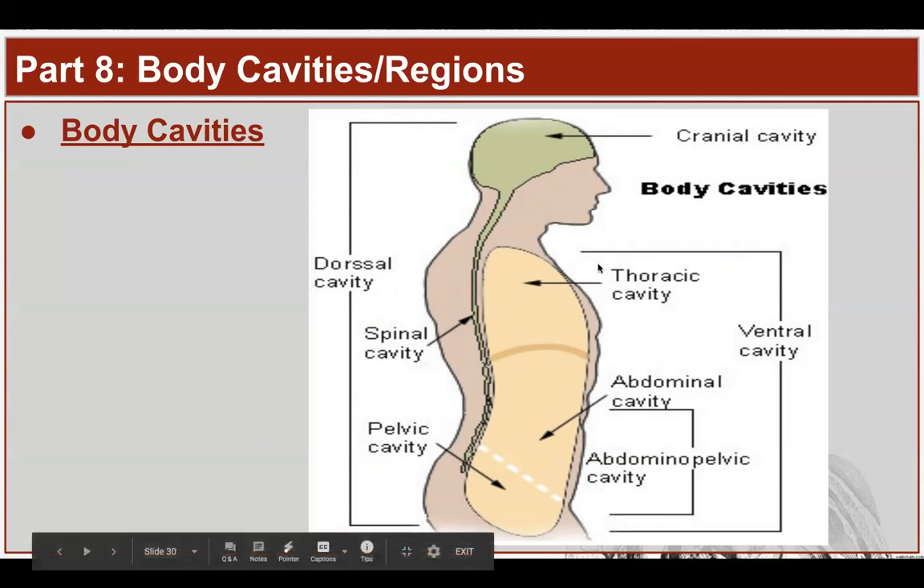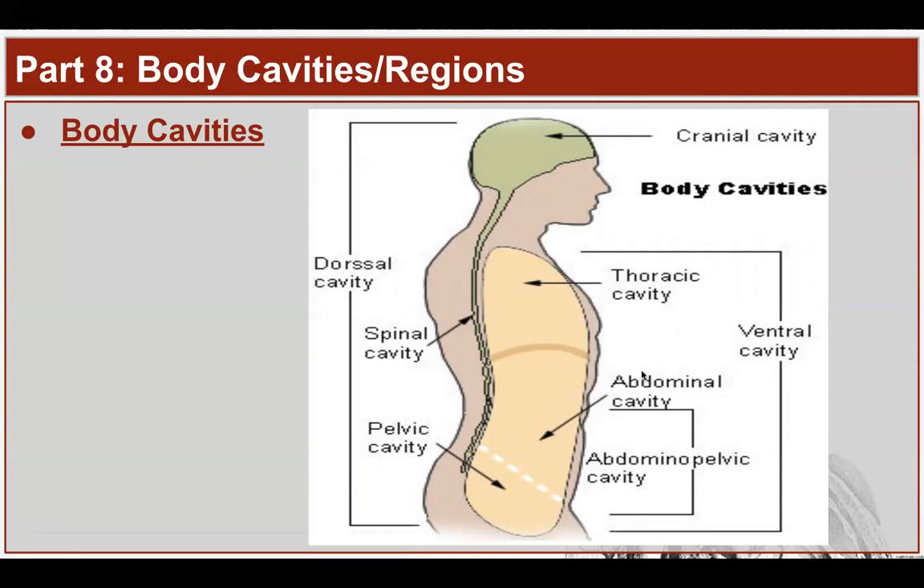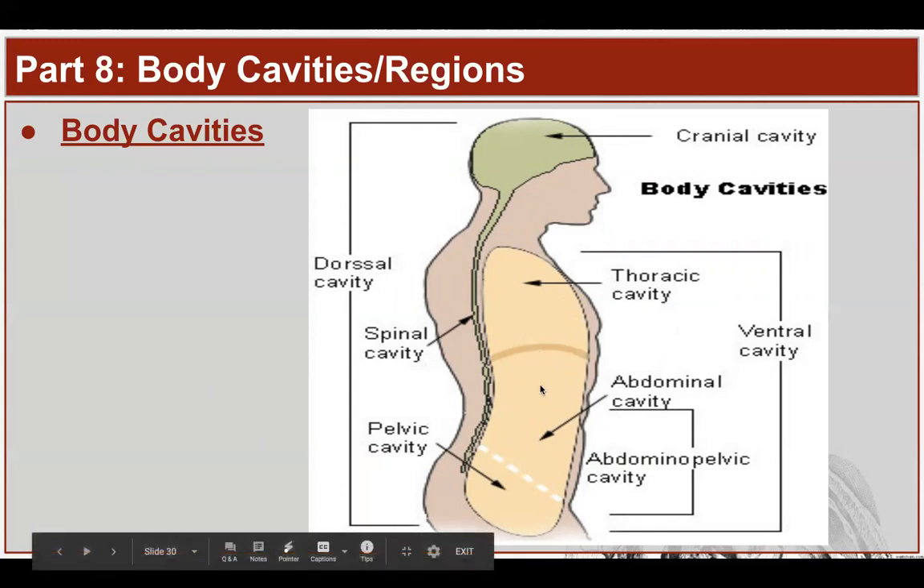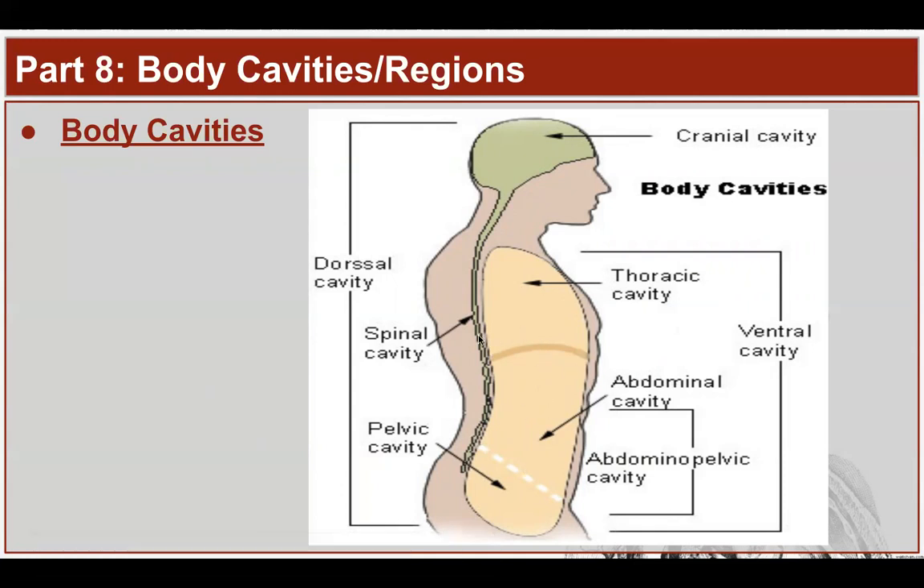Then we get into the ventral cavity. So again, ventral meaning front, dorsal meaning back. You can see that towards the front of this person's body, the ventral cavity is in front of the dorsal cavity. So the thoracic cavity is up in the chest. That's where you'll find the lungs and the heart.